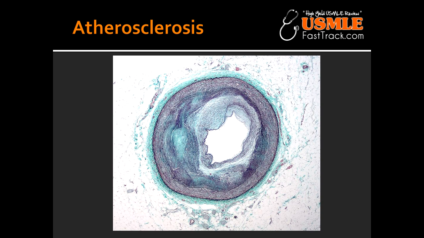Name the locations in order from the most common to the least common of where atherosclerosis can form. The most common area where atherosclerosis can form is the abdominal aorta, followed by the coronary artery, followed by the popliteal artery, and followed by the carotid artery.